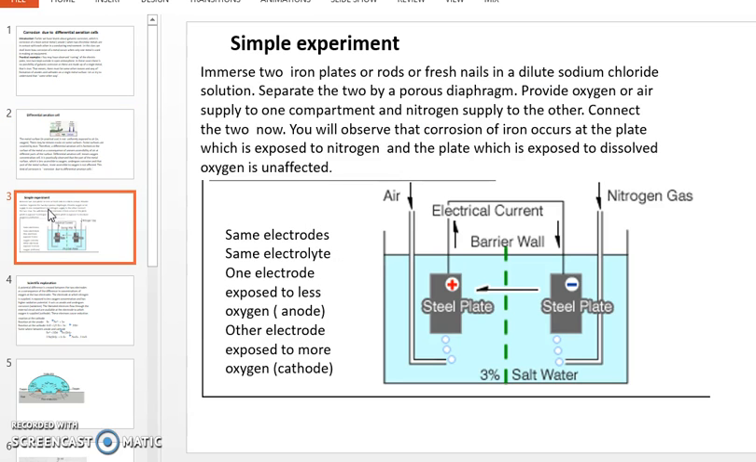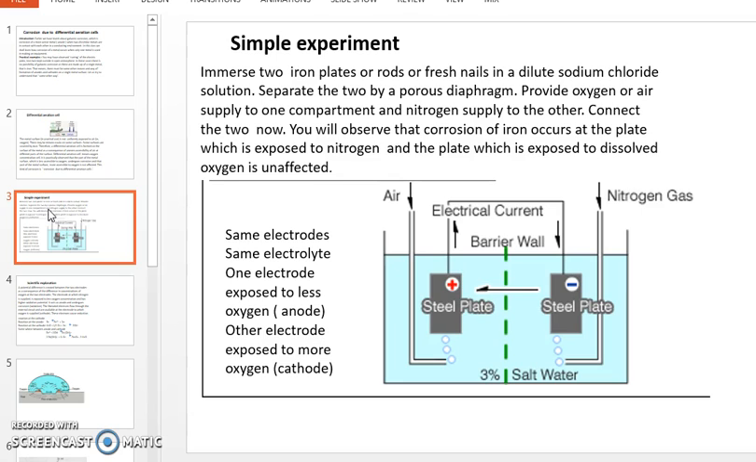Now, let us do a simple experiment. Immerse two iron plates or rods or even fresh nails in a dilute solution of sodium chloride. Separate the two iron plates by a porous diaphragm. Provide oxygen or air supply to one compartment and nitrogen supply to the other. Connect the two now. You will observe that corrosion of iron occurs at the plate which is exposed to nitrogen, and the plate which is exposed to dissolved oxygen is unaffected.